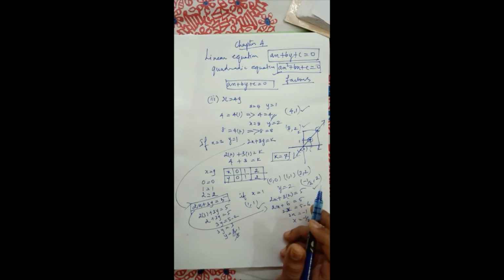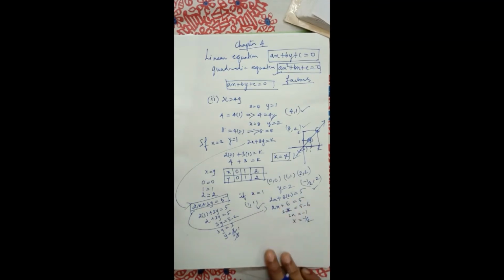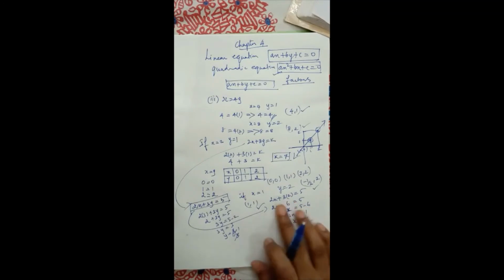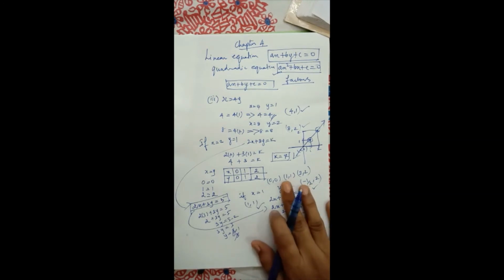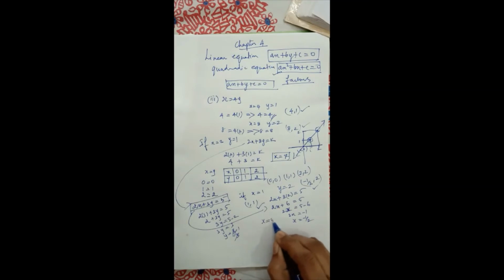Is it clear, students? Then students, listen, these are very important statements. What is the equation of the y-axis? Very good. x is equal to 0. Equation of y-axis is x is equal to 0. Equation of x-axis is y equal to 0.